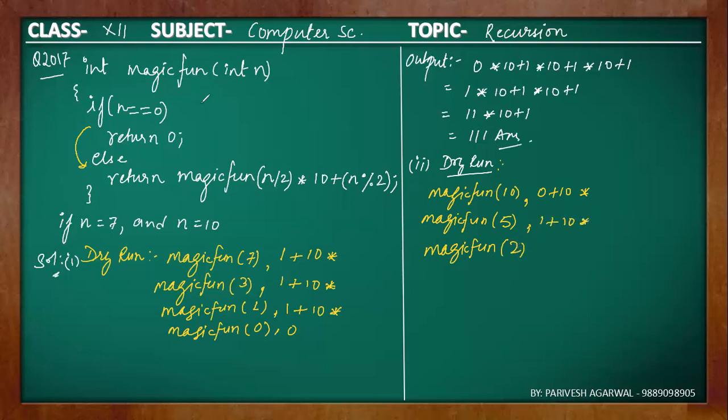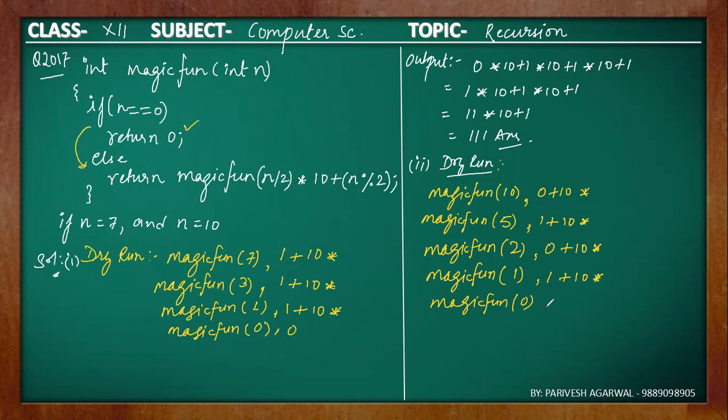Now 2 is taken, the condition becomes false, so again it will move to the else block. It returns magic_fun, and 2 divided by 2 will give you 1. And it returns 2 modulus 2, remainder 0, 0 plus 10 multiply. 1 is taken, again the condition is false, moves to the else part, returns magic_fun. 1 divided by 2 gives you 0. And it returns n modulus 2, that is 1 modulus 2, remainder 1, 1 plus 10 multiply. 0 is taken, now the condition becomes true, and it returns 0.